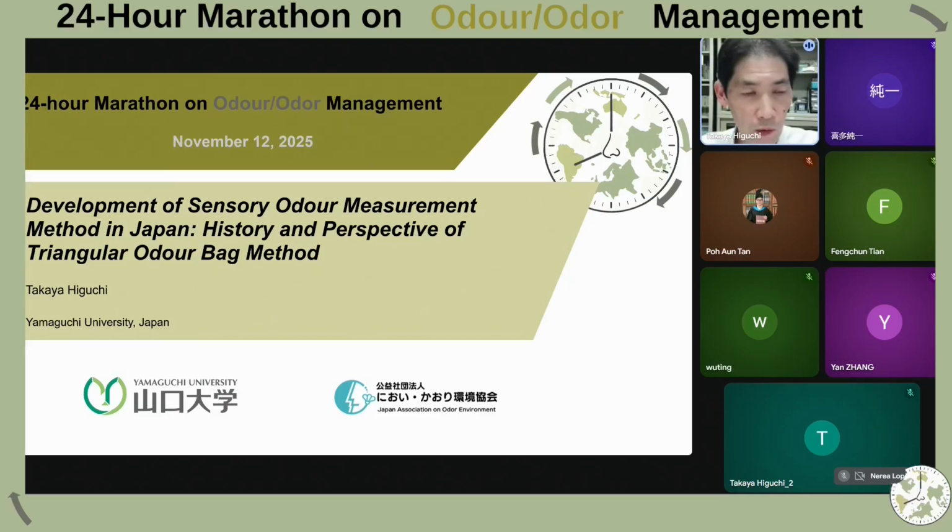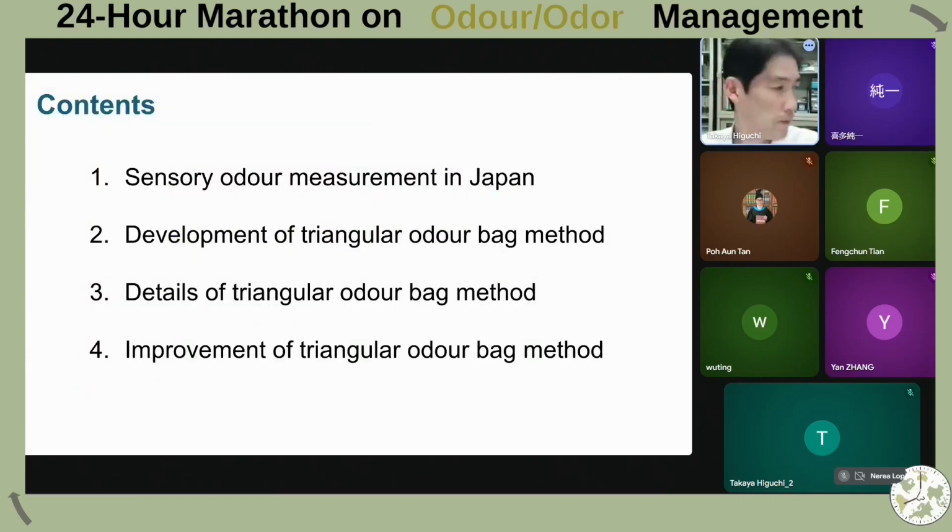Maybe a lot of people, a lot of audience do not aware about this method. So I will briefly introduce this method from the history and the introduction to Japanese law and details of the procedures. And then I'll talk about the improvement of this method started a few years ago. I'm talking about these topics.